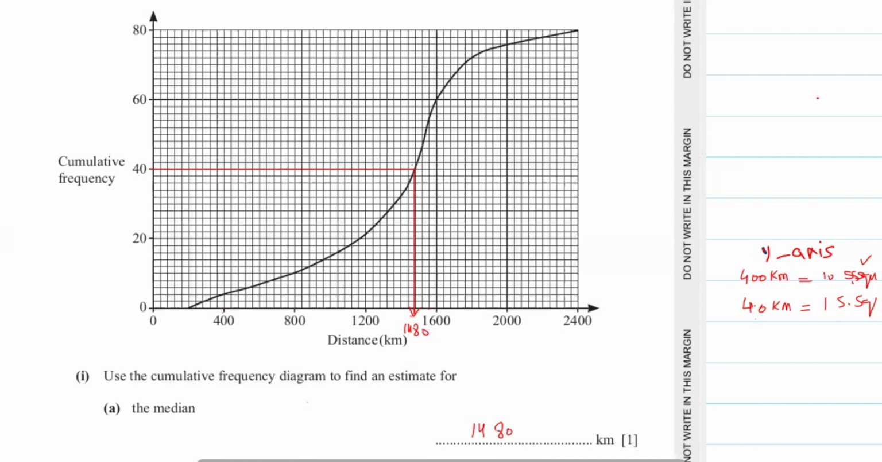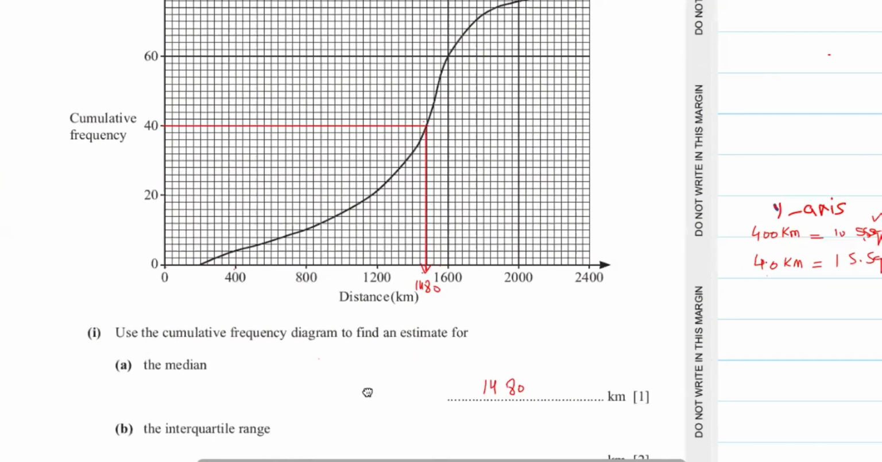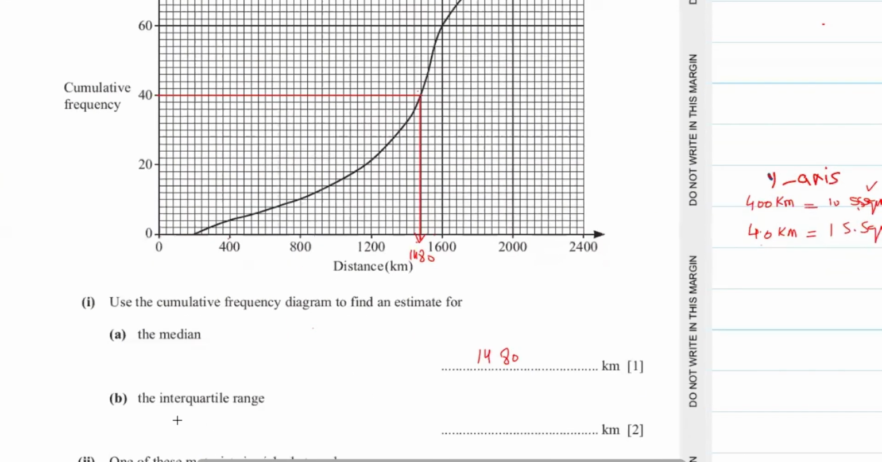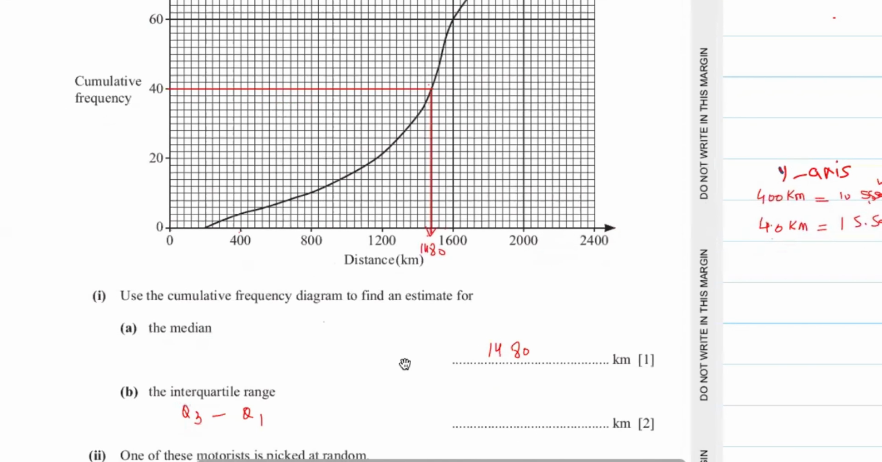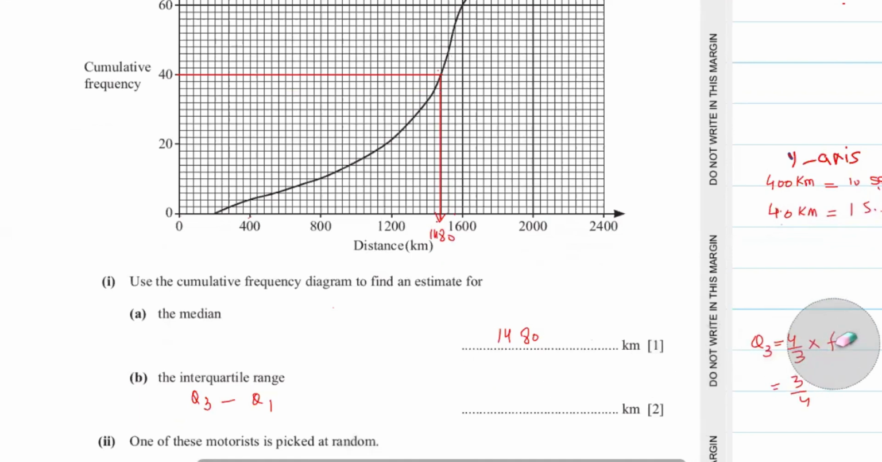This is the median. Next is the interquartile range. The interquartile range is the upper quartile minus the lower quartile value. The upper quartile is 3 over 4 of the total value. Here there are 80 motorists, therefore this value will be equal to 60. And Q1 is 1 over 4 of the total value. This value is equal to 20.